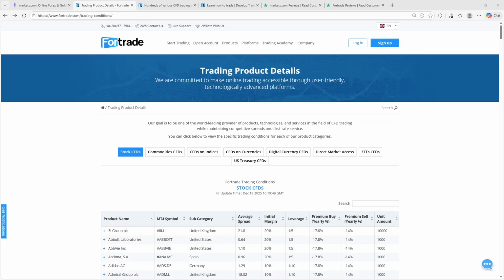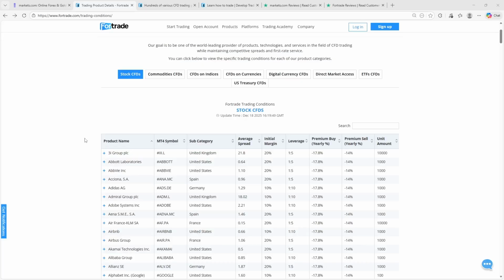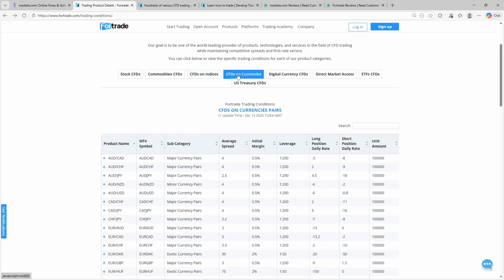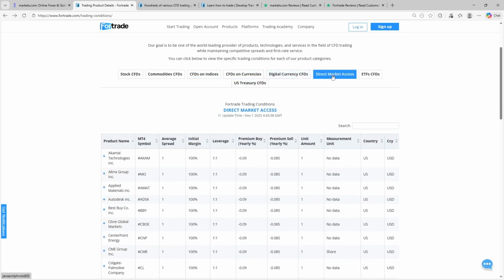In contrast, Fortrade approaches pricing in a more traditional and structured manner, with trading conditions published clearly across asset classes. Fortrade operates as a CFD broker, offering access to Forex, indices, commodities, stocks, ETFs, and digital assets, with pricing primarily built into spreads rather than commission-based ECN execution. Spreads are defined per instrument category, and margin requirements and leverage ratios are published transparently. Fortrade's pricing model focuses on stability rather than ultra-tight spreads.